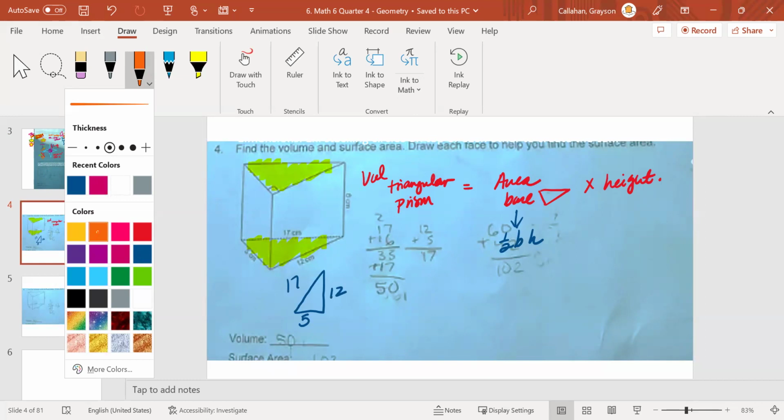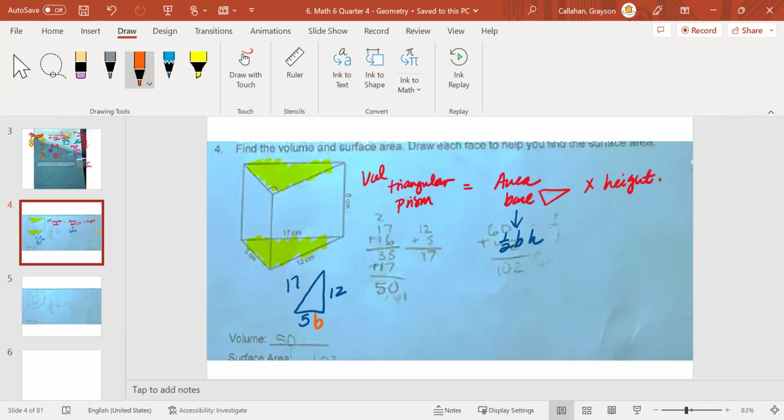That's the smallest number. Is that 4 or is that 5? 5. Which one's the height? 6 centimeters. No, the height of the area of the base, the triangle. This is the height. This is the capital H. The capital H is going to be the height of what?